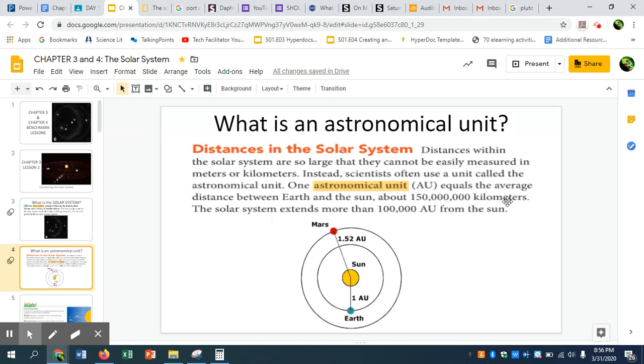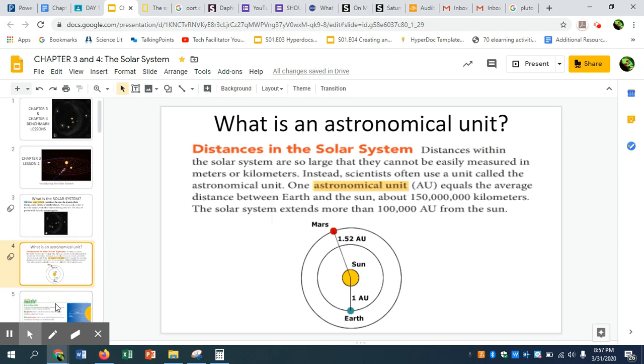So if you're less than 1 AU away from the sun, that means you're closer to the sun than Earth is. And if you're more than 1 AU, then your distance from the sun is further away than Earth's distance from the sun.